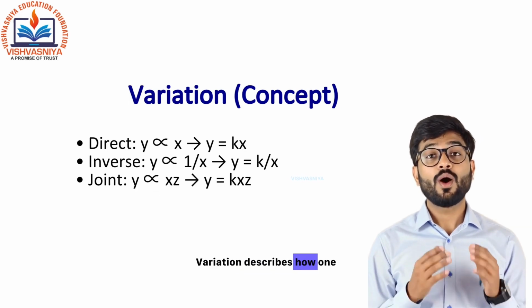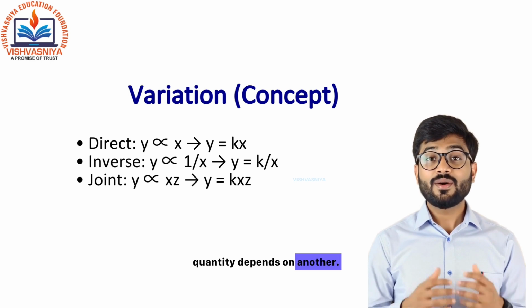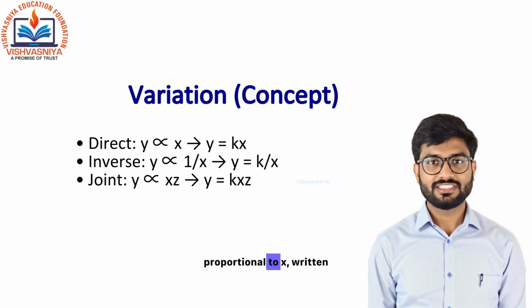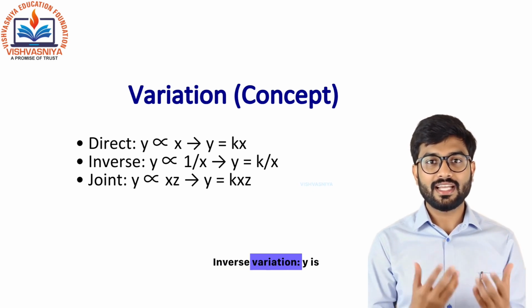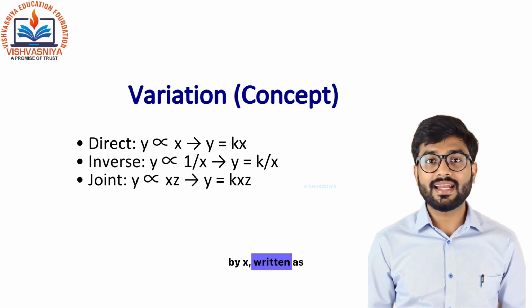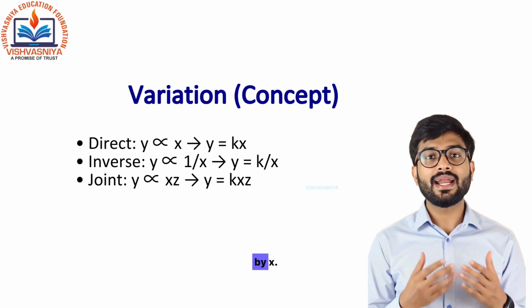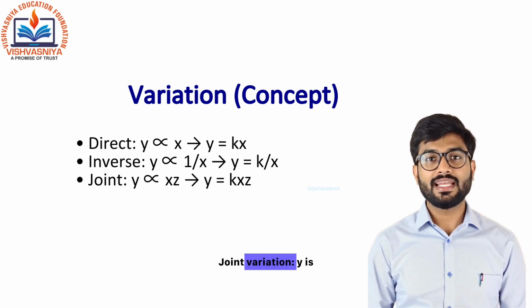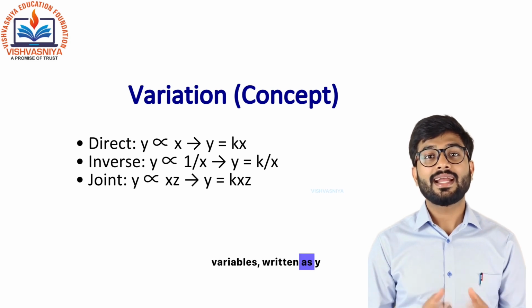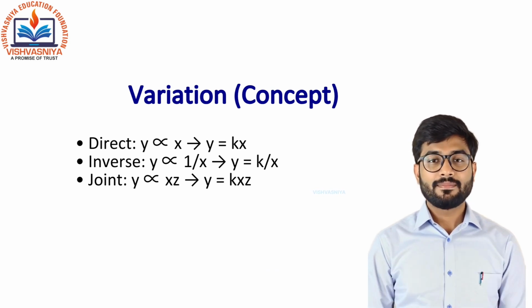Variation describes how one quantity depends on another. Direct variation: y is proportional to x, written as y equals kx. Inverse variation: y is proportional to 1 divided by x, written as y equals k divided by x. Joint variation: y is proportional to the product of variables, written as y equals kxz.